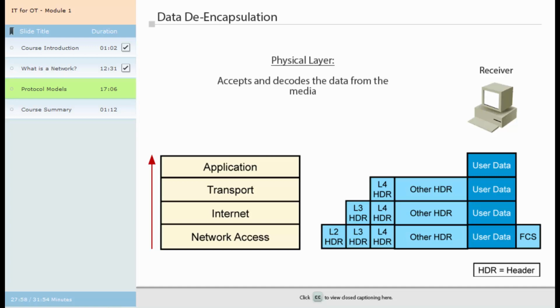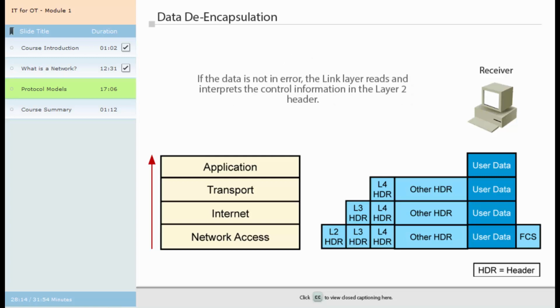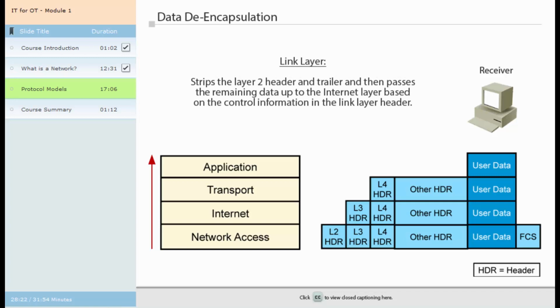The physical layer accepts and decodes the data from the media. The link layer checks the trailer, or the FCS, to see if the data is in error. The frame may be discarded, or the link layer may ask for the data to be transmitted again. If the data is not in error, the link layer reads and interprets the control information in the layer 2 header. The link layer strips the layer 2 header and trailer and then passes the remaining data up to the internet layer, based on the control information in the link layer header.